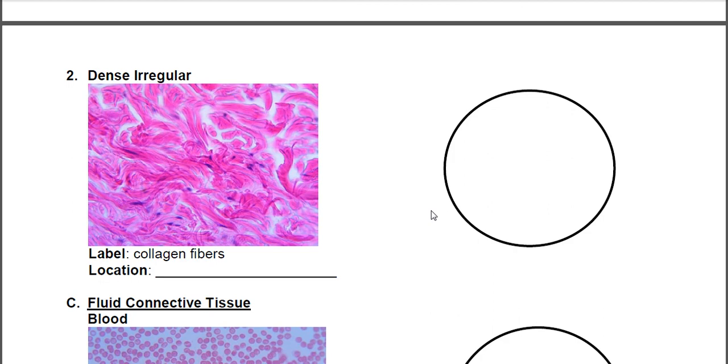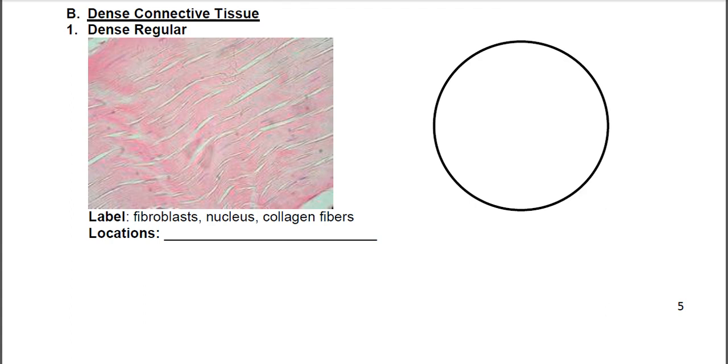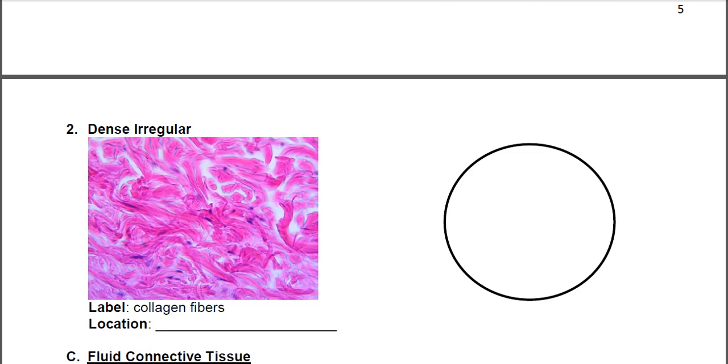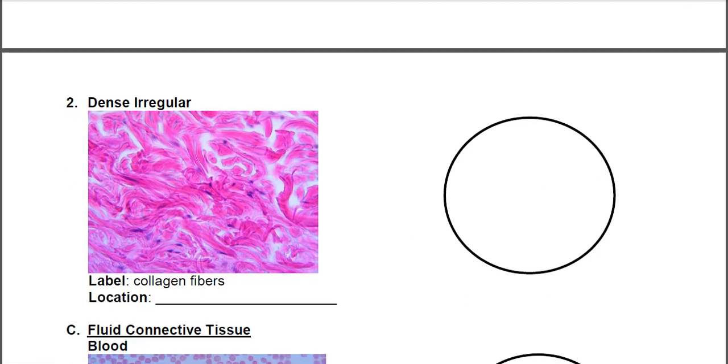Dense irregular connective tissue is good for stretching many different directions pretty well. Dense regular can only stretch in one direction. So this can only stretch in a kind of diagonal here. It would not be good for stretching this direction. But the direction it's made to stretch, it stretches really, really well. So this is going to be found in something like a tendon, where it's designed to stretch one way, whereas this will be found in other parts of your body, where it's going to stretch in multiple different directions.